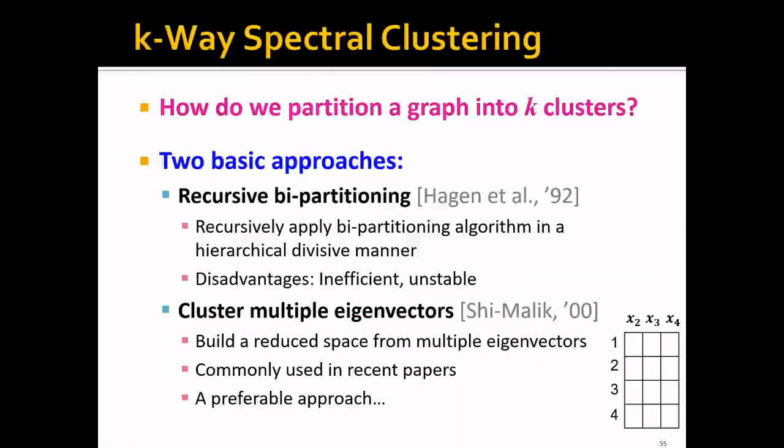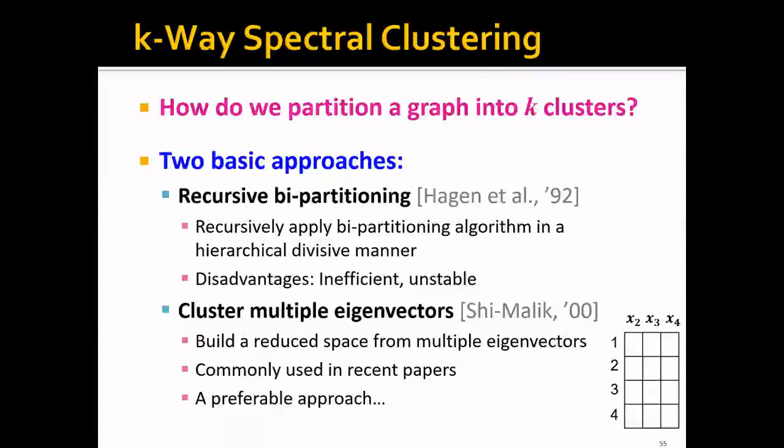Now, another question is, how do we partition a graph into k clusters instead of only two clusters? We have two basic approaches. One, of course, is to use recursive bipartitioning. So basically, we can just recursively apply the bipartitioning algorithm in a hierarchical divisive manner. But the disadvantages of this approach are that it is actually inefficient, and sometimes it's unstable.